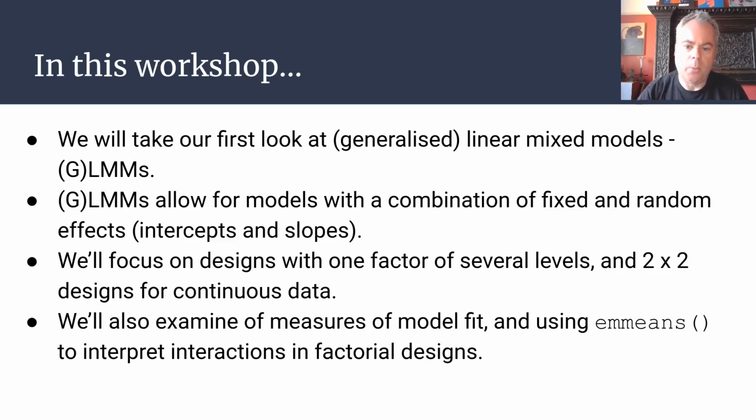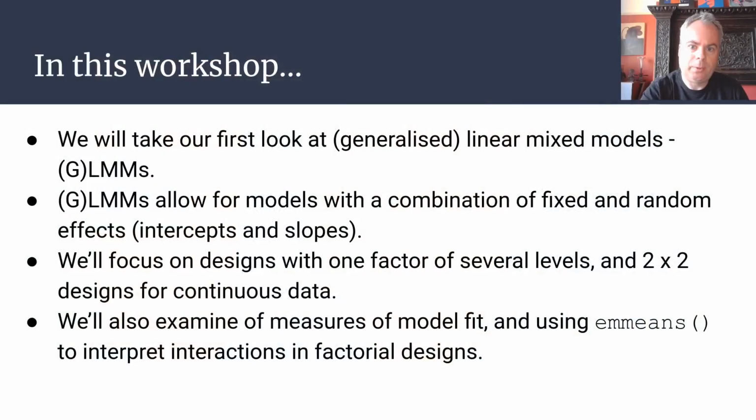I'll explain that in a lot more detail in a little bit, but it's basically the idea that we can model individual participant variation, and we can also model individual item variation simultaneously alongside the experimental conditions that we're interested in examining. We're going to focus on designs where we have one experimental factor with several levels. We're also going to look at 2x2 designs, so basic factorial designs, where we have continuous data on our dependent variables, such as reaction times, for example.